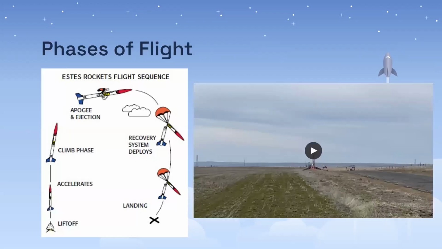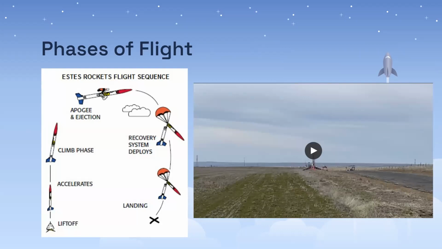So the phases of flight are shown in the diagram on the left of your screen. First we have liftoff, and then the rocket accelerates for the period where its motor is burning. And then it reaches its climb phase, which is after the motor finishes burning and it's basically just coasting now.